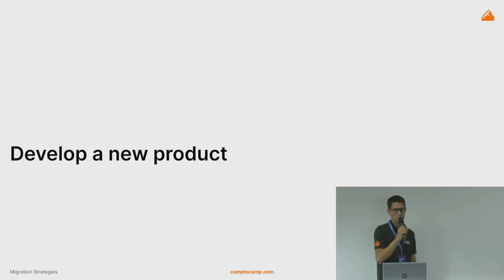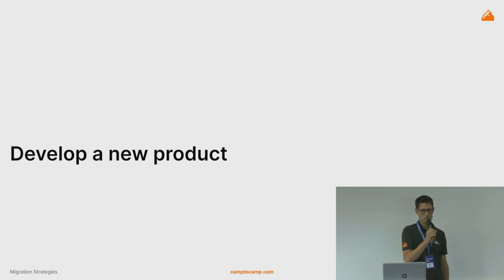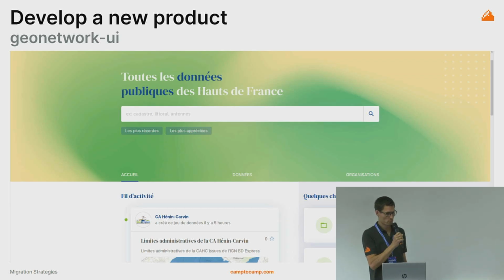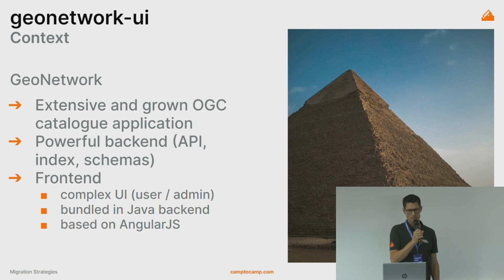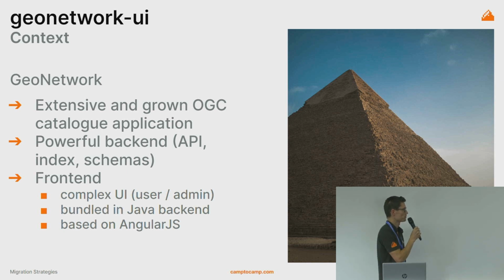Now I want to come to a totally different idea, which is to develop a new product. This I want to talk about on the GeoNetwork UI project. The idea of GeoNetwork UI came up in the context of GeoNetwork, which might be familiar to a lot of you. A very extensive catalog application with a very powerful backend. Also a complex front end, which also has AngularJS included.